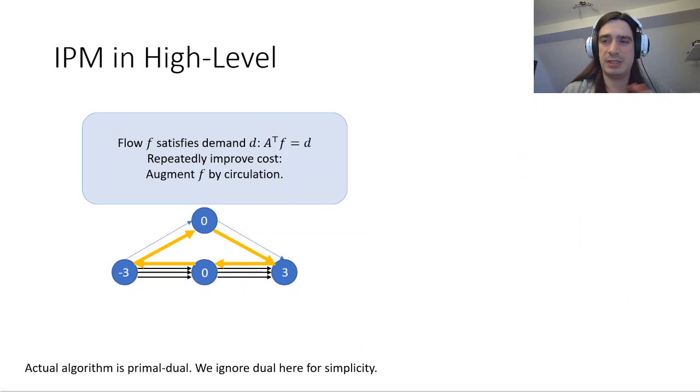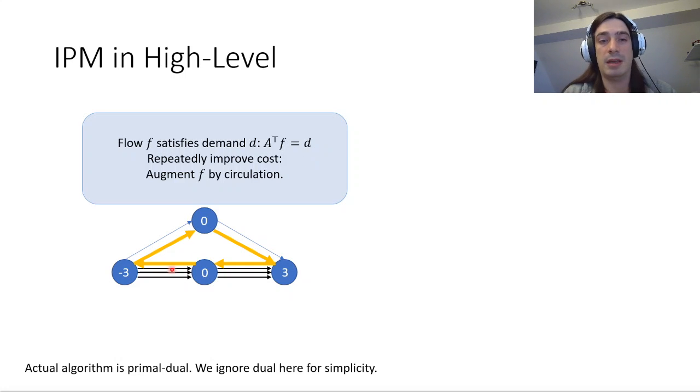So if we simplify a bit, then you can think of the interior point method as the following type of algorithm. Remember, we want to solve transshipment, which is like minimum cost flow, but we don't have an upper bound on how much flow there is on any edge. There are no capacities. So let's assume we already have a flow that satisfies our demand vector D, but it's not the min cost flow, right? The cost is not optimal yet.